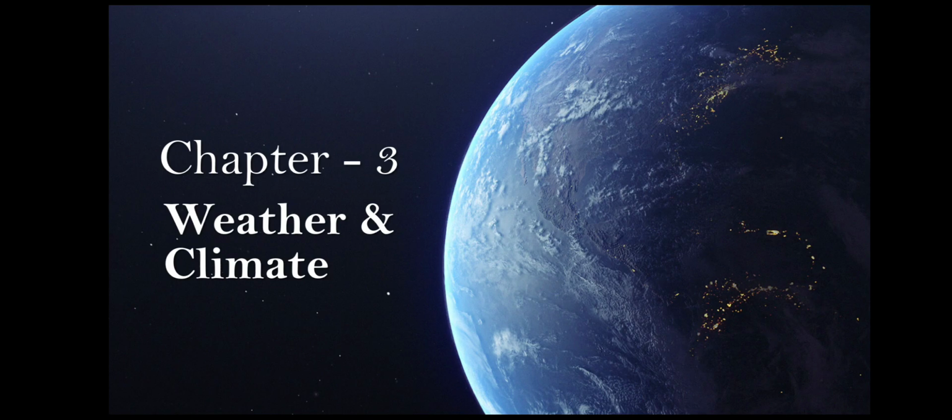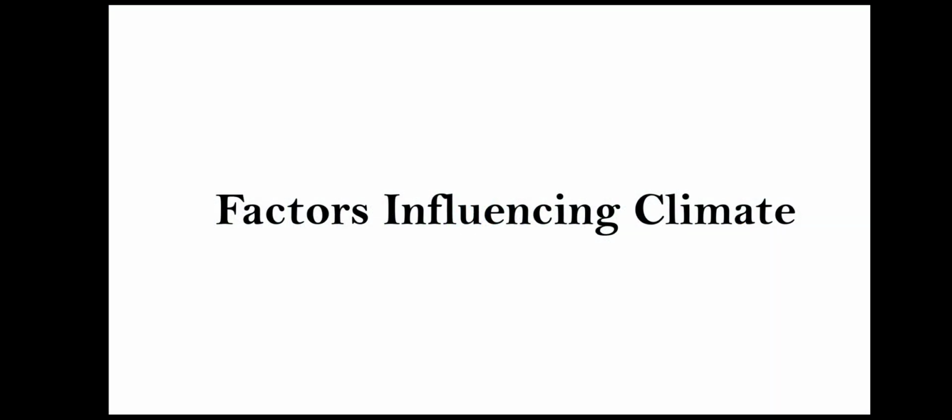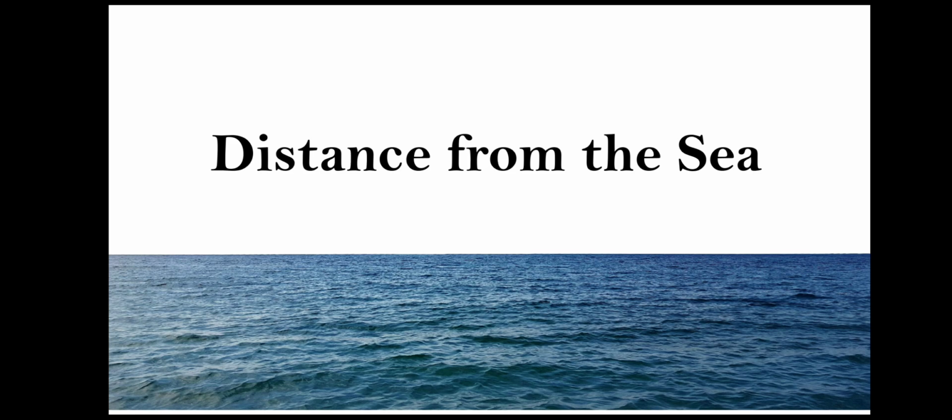Let's start with the factors that influence the climate. Earlier, we studied three factors that influence the climate of a place: distance from the equator, temperature, and height above sea level. The next factor is distance from the sea.